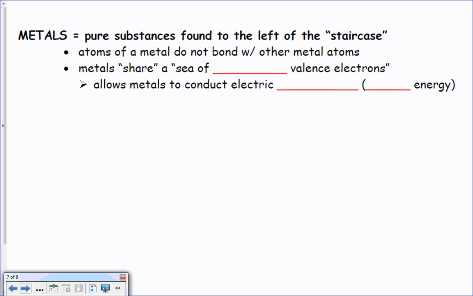Metals, real quick. Pure substances, of course, remember they're left of the staircase. They're going to lose their electrons. Because they don't keep good track of their electrons, we say they flow in a sea of mobile electrons. That's a really good thing because now we have electricity that works through metal. I can have the current or the flow of electrons.